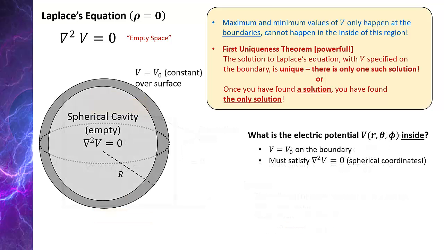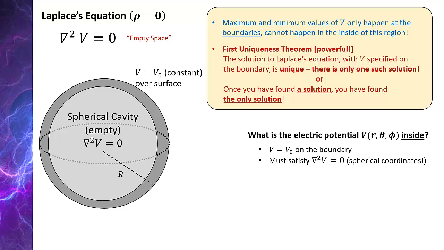Let's look at another case. Let's look at a case with spherical symmetry. And so we have a spherical cavity with a wall that is all at a constant electric potential of V equal to V0 over the spherical shell, which is the wall of this boundary of the cavity.